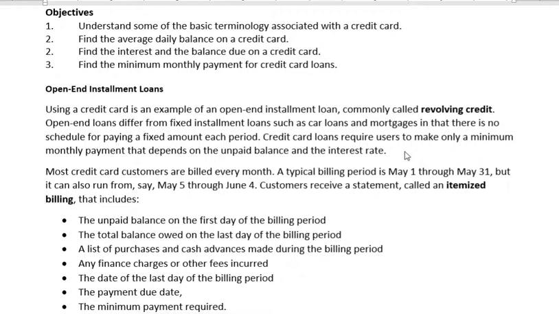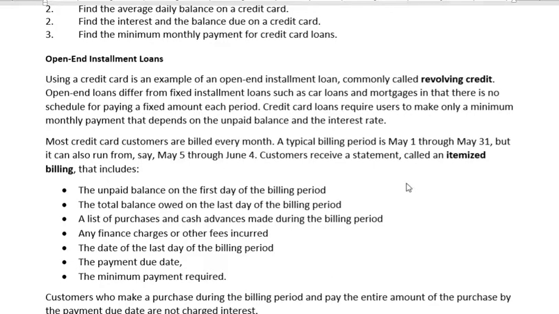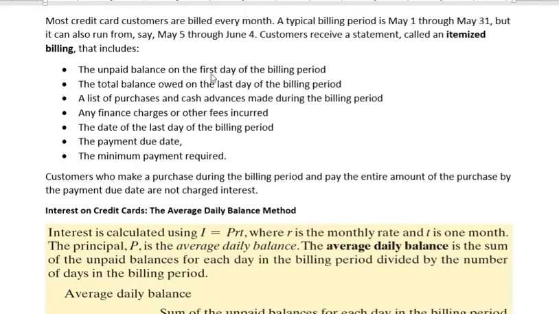Most credit card customers are billed every month. A typical billing period would go from May 1st to May 31st, but it could be different, like May 5th through June 4th. Customers receive a statement called an itemized billing that usually includes this list: an unpaid balance on the first day of the billing period, the total balance owed on the last day of the billing period, a list of all the purchases and cash advances that they've made or payments that they've made, any finance charges or other fees that were incurred during the month, the date of the last day of the billing period, the payment due date, and the minimum payment required. So all those things are on your credit card bill if you've ever had one.